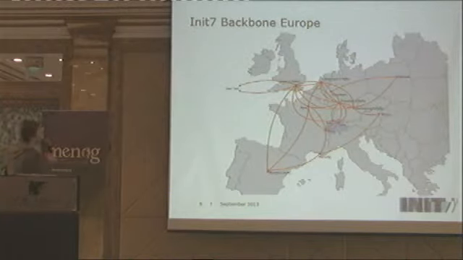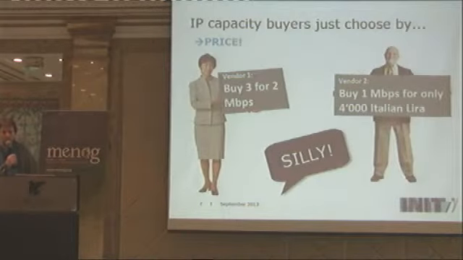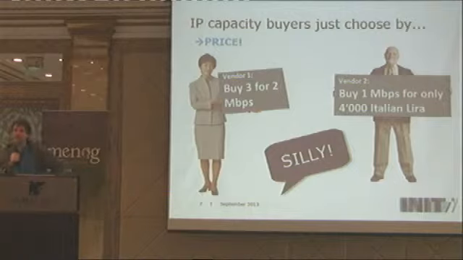We have a number of PoPs across Europe. The latest addition is Marseille because submarine cables are landing there. But this is also no news. I'm going to talk mainly about money today. So when you buy IP capacity, and some of you do, how do you choose? You choose by price. So vendor one says, oh, you get 3 megabits for the price of 2. The other says, you can get 1 megabit for only 4,000 Italian lira. But this is silly. This can't be a decision from whom to buy.